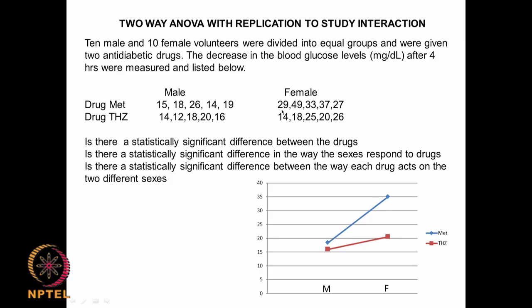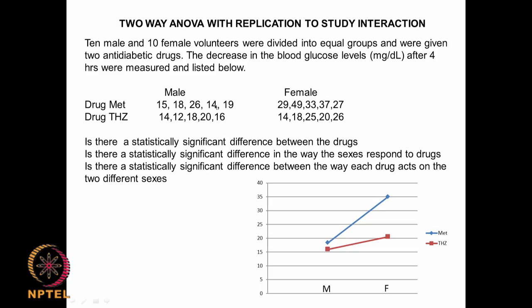Similarly, you had 5 female volunteers who were given metformin, and 5 more female volunteers who were given THZ. Now, the question: is there a statistically significant difference between drugs? You know how to do it, very simple. Is there a statistically significant difference between the sexes or the genders? Is there a statistically significant difference between the way these drugs act with each other? That is very interesting, because that means there may be some interaction. So, how do you do this?